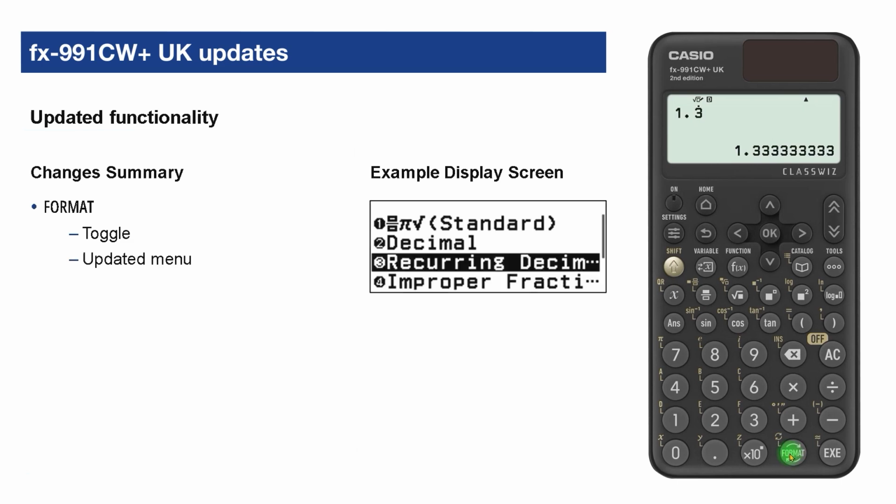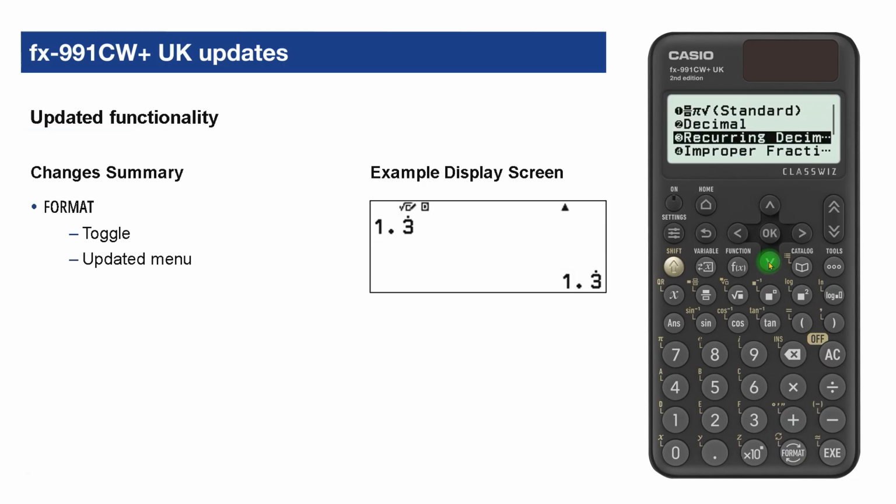The format menu has also been updated. This is now accessed by Shift and Format and includes the recurring decimal. This enables calculated results to be displayed as recurring decimals. If required, the usability of format can be changed in settings such that the menu appears with a single key press.